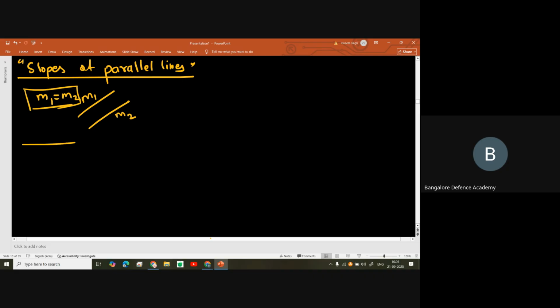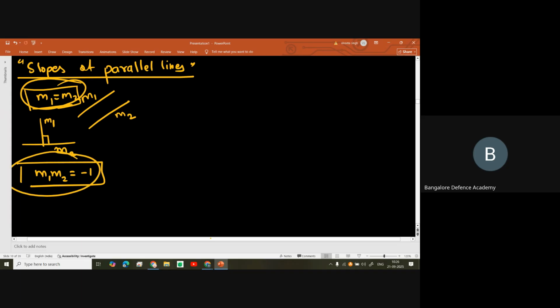This is one condition. And imagine this is one line whose slope is m1 and this is the second line whose slope is m2. Here the condition will be m1 m2 is equal to minus 1. So these conditions you need to focus on next.